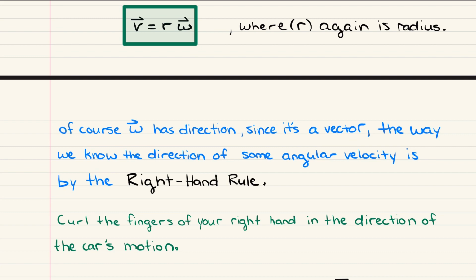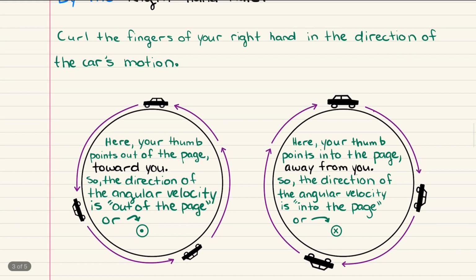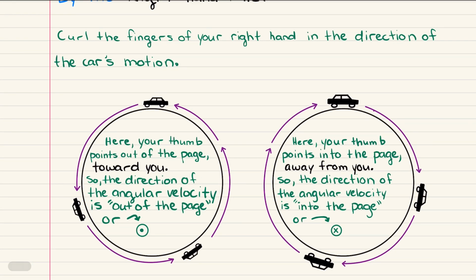when it's going counterclockwise. And the way that right-hand rule works is, if you have some circular object that's going around in circular motion, and the circular motion is counterclockwise, then you take your right hand and curl your fingers around the direction of the motion that you're looking at. For the left-hand figure here, where the car is traveling in a circle, if I curl the fingers of my right hand in the direction of the car's motion and stick my thumb out, my thumb will be pointing toward me, out of the page.